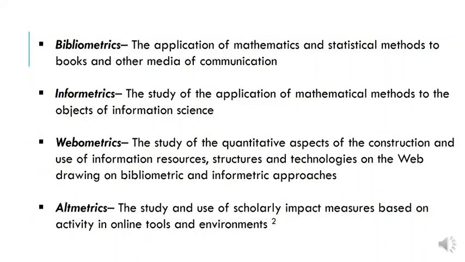Bibliometrics is the application of mathematics and statistical methods to books and other media of communication. Informetrics is the study of the application of mathematical methods to the objects of information science, while webometrics is the study of the quantitative aspects of the construction and use of information resources, structures and technologies on the web, drawing on bibliometric and informetric approaches. Last but not least, altmetrics is the study and use of scholarly impact measures based on activity in online tools and environments.